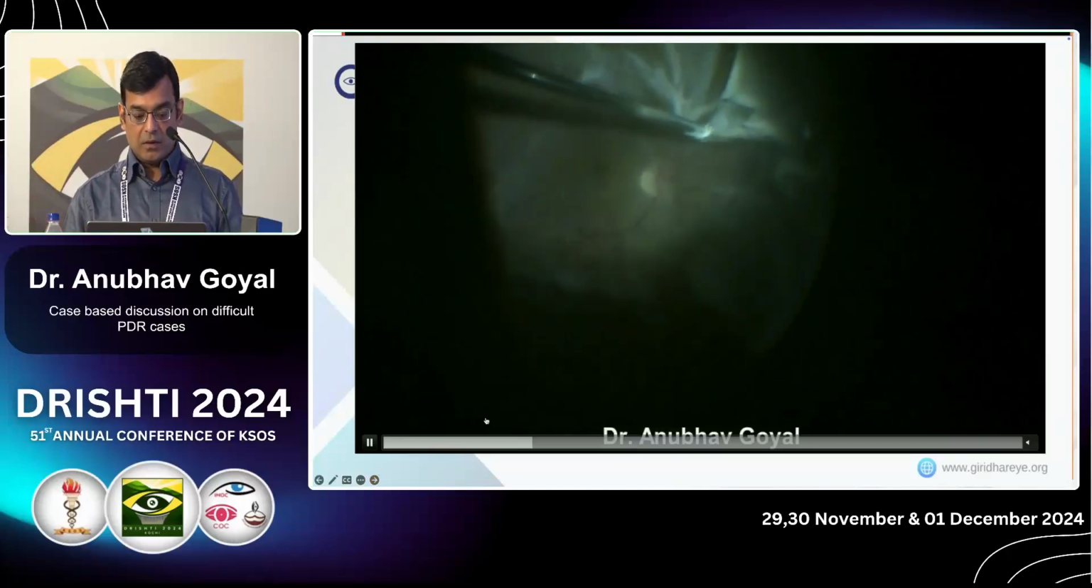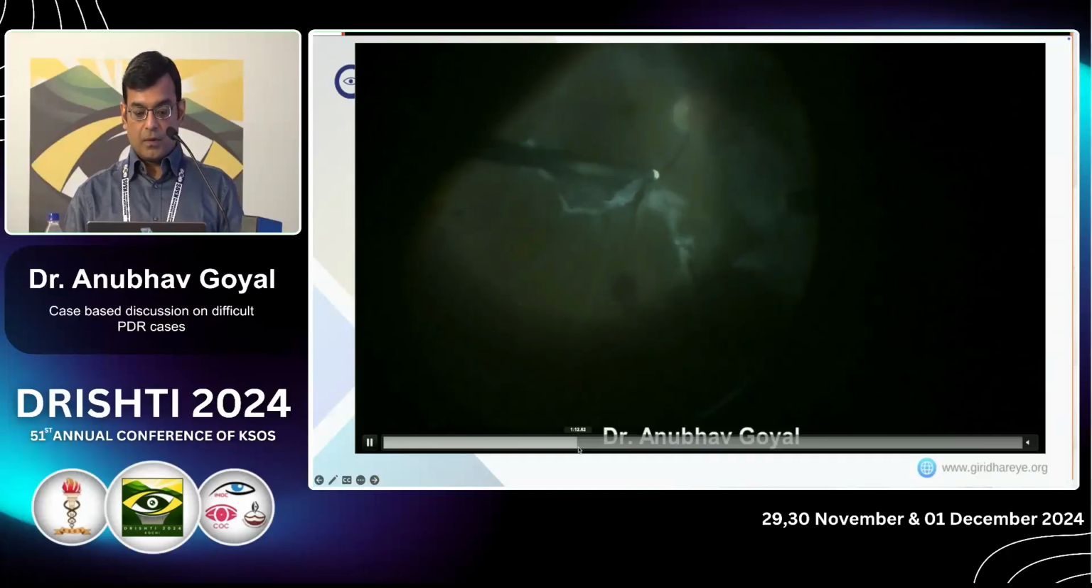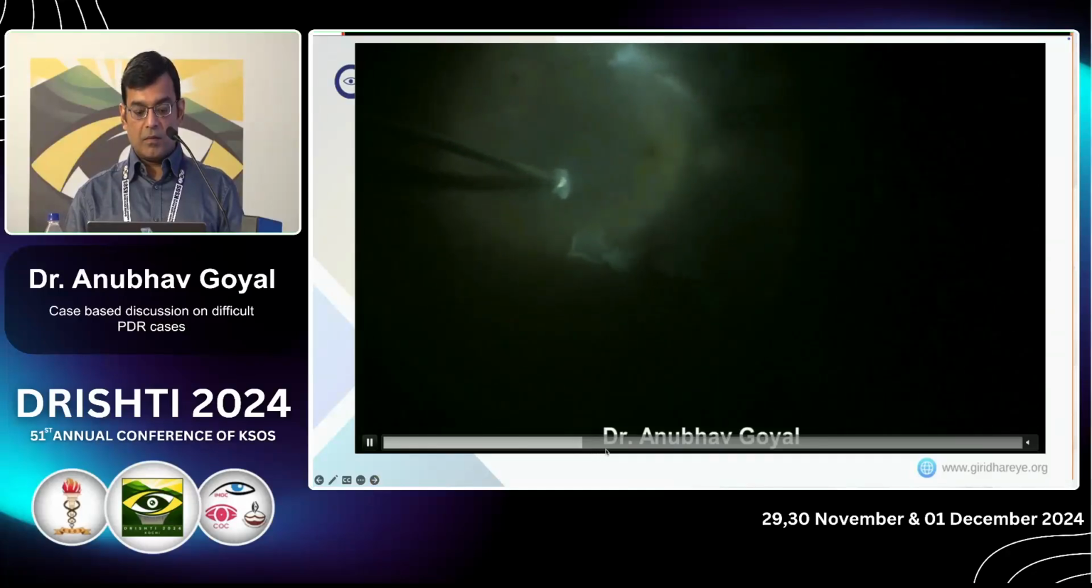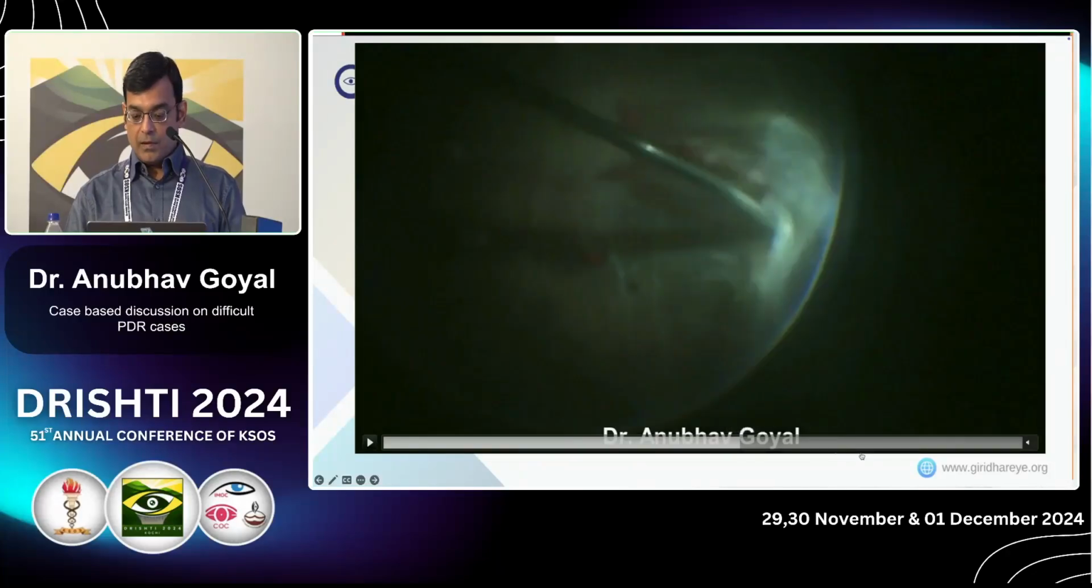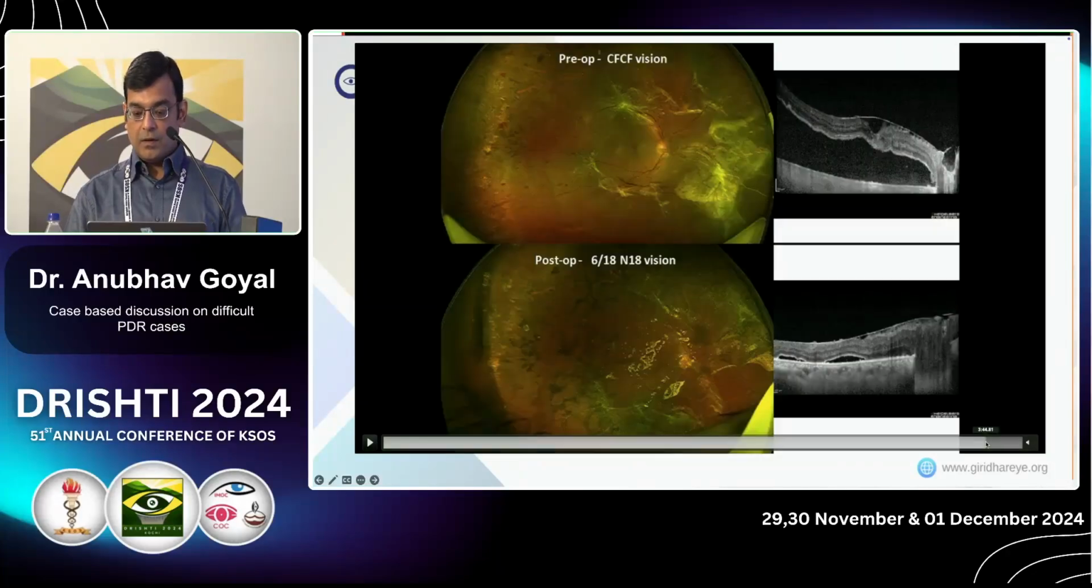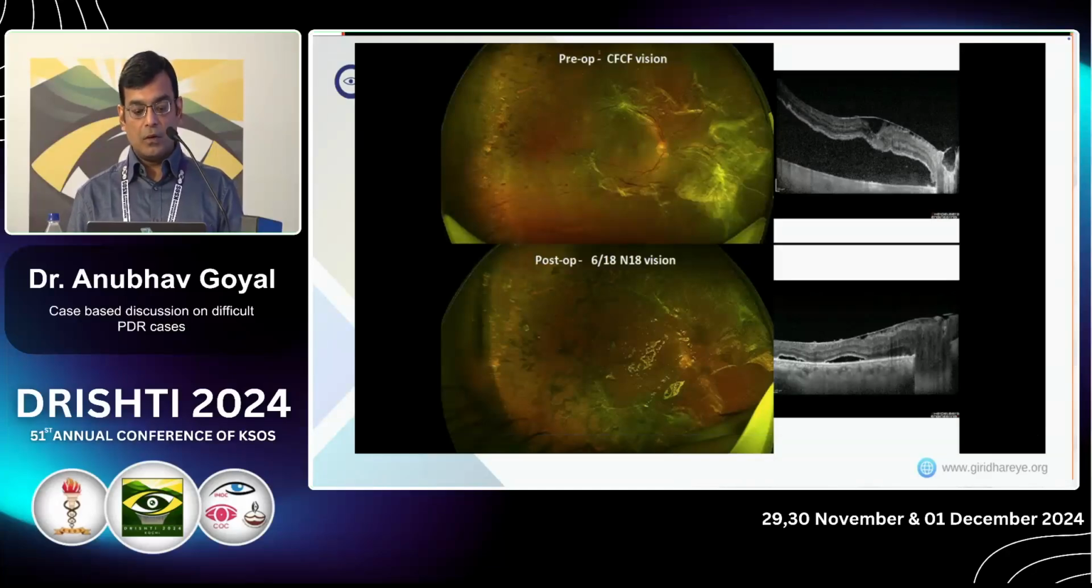So this is an ongoing surgery, segmented, all the membranes slowly removed, cauterized, and then I'll just fast forward and show you the end result. So this was the end result of the patient with attached macula and vision improved from counting fingers to 6/18, 9/18. She is doing good with attached macula and reasonably good vision.